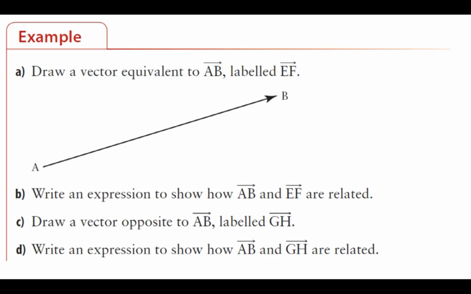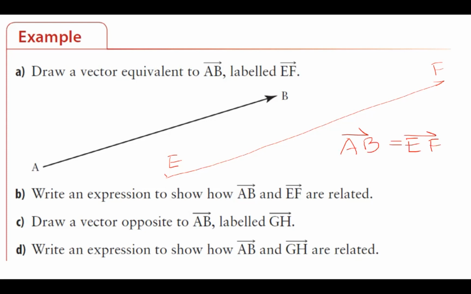Okay, let's have a look at the solution. So first of all, if we want to draw a vector equivalent to vector AB, remember that equivalent vectors have the same magnitude, right? And same direction, but position does not matter. So we can draw a vector like this. This vector has the same magnitude and direction as AB. And remember the position of this vector does not matter, right? So this vector is called EF. Then we know vector AB and EF are equivalent, so we can use a symbol like this to indicate these two vectors are equivalent. Remember that?